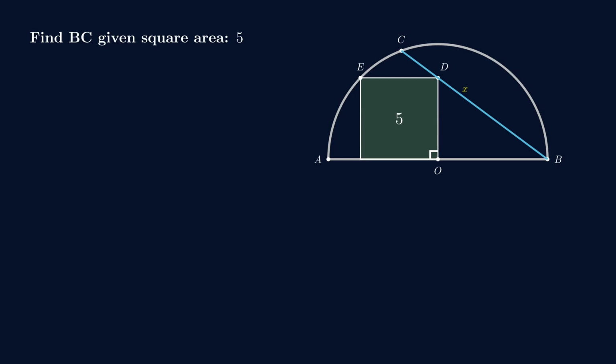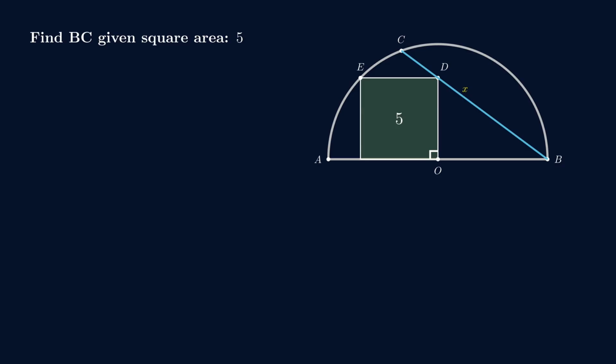So BC is a chord from B to another point C on the semicircle, and we're trying to compute that length. Before we start calculating anything, pause the video. Ask yourself, if the square has area 5, what does that immediately tell you about its side length? And how could that connect to the radius of the semicircle?